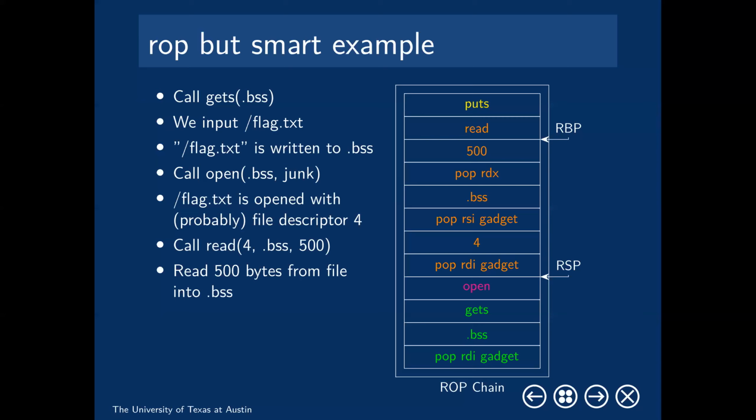Anyway, so we would read 500 bytes from the file into BSS, and then we call puts on .bss. So this whole ROP chain just opens an arbitrary file that we specify over text, and then prints the entire file contents back to us, right? And you might be asking yourself, why would I ever do this? This is a lot of work.